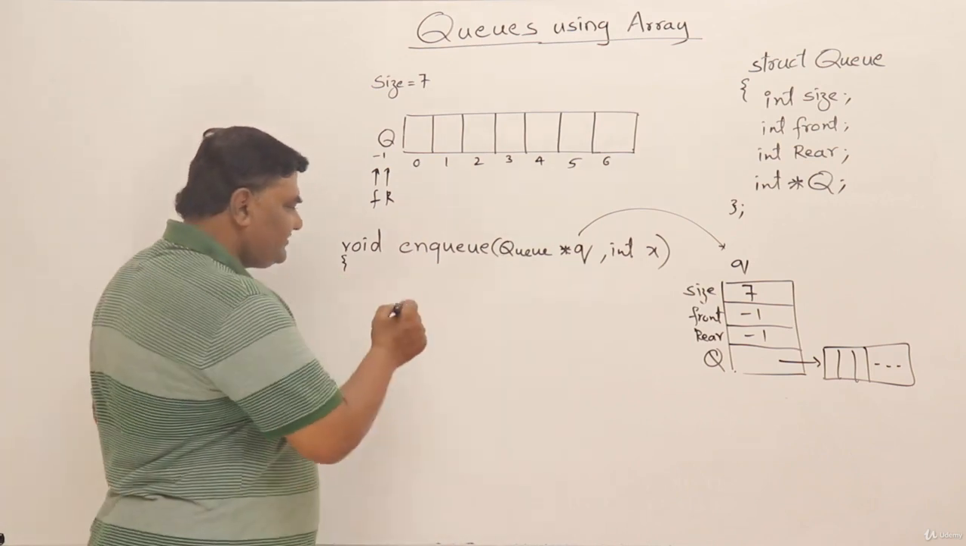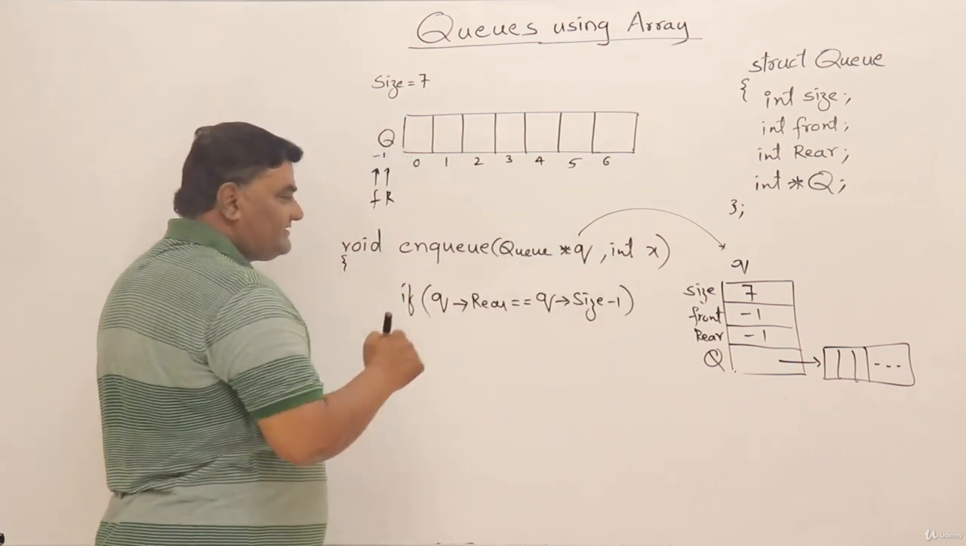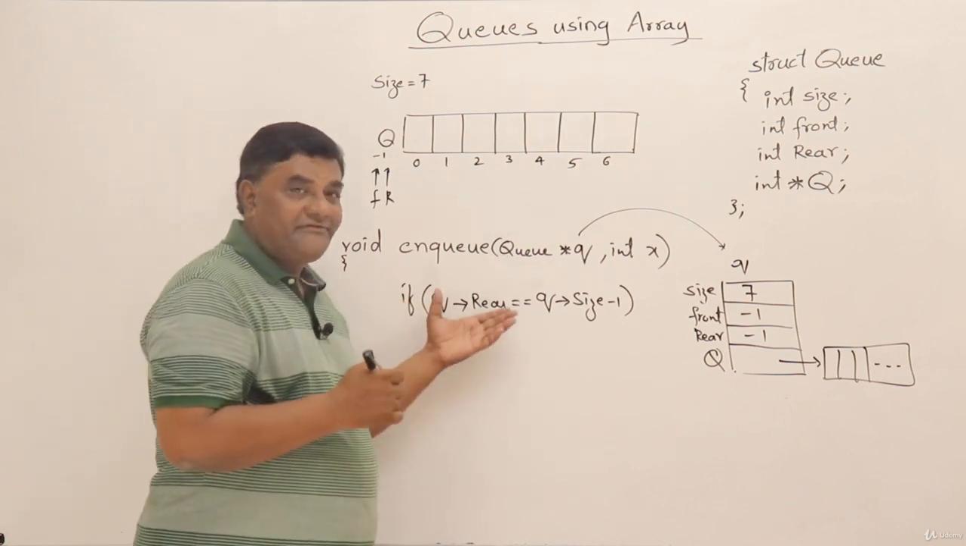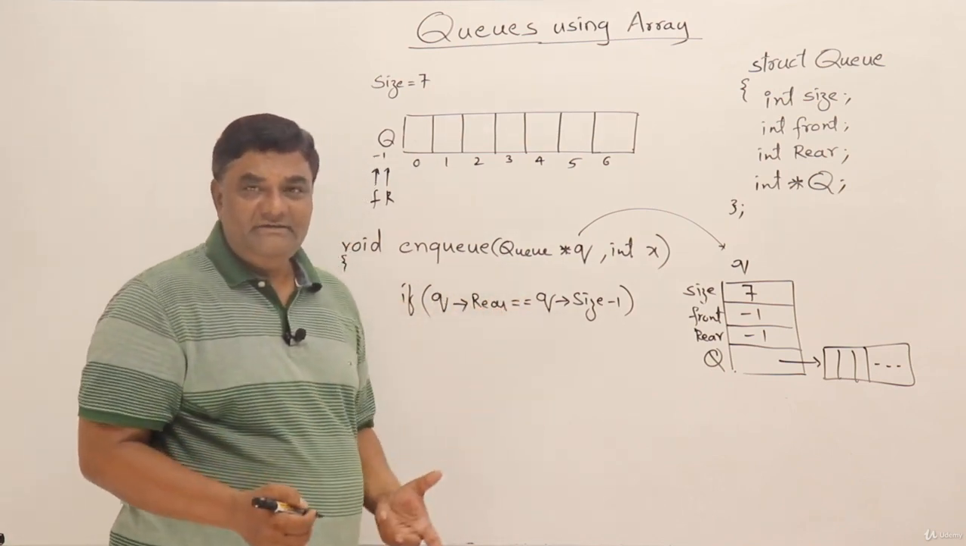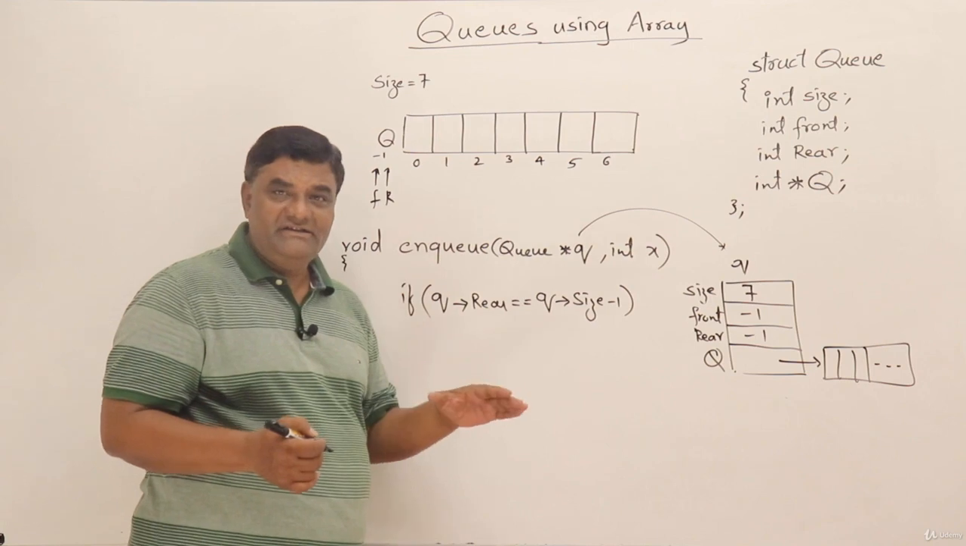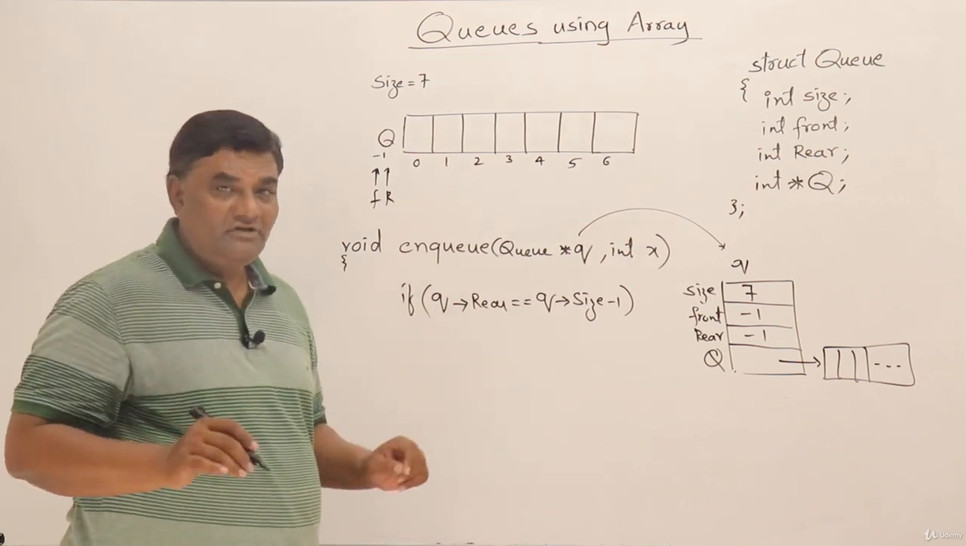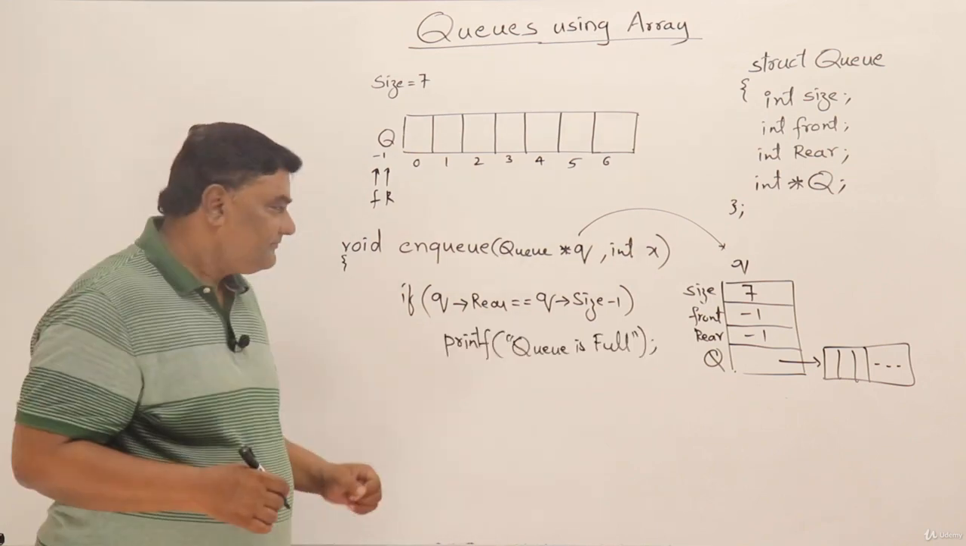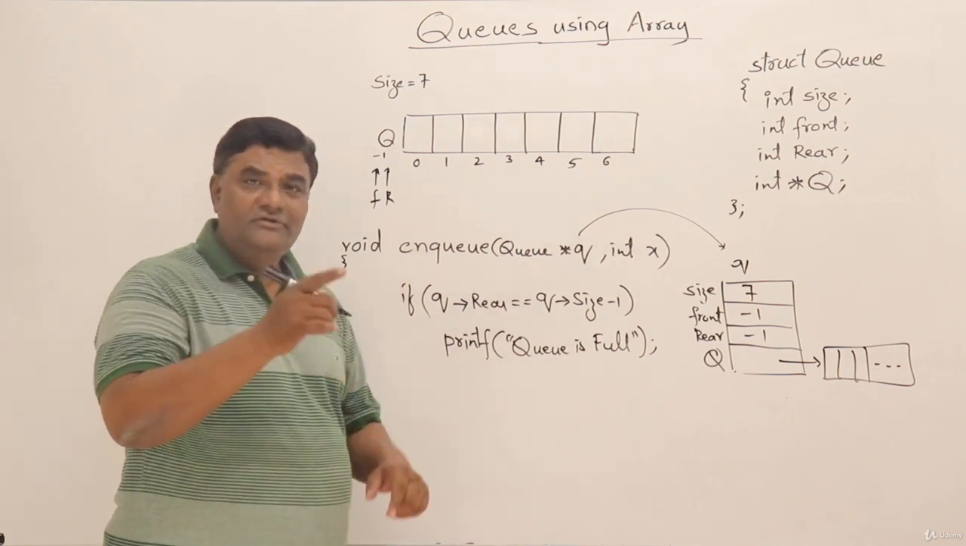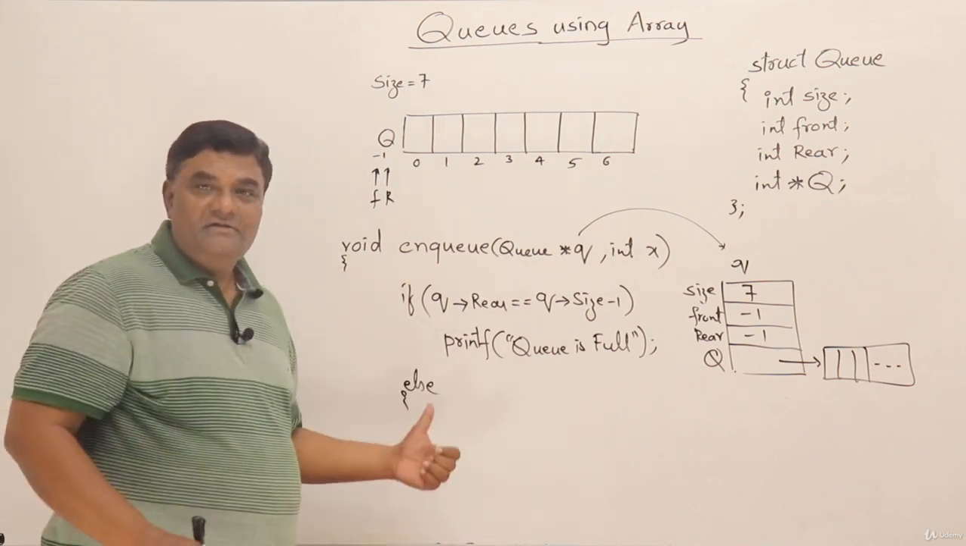So I'll write the condition for queue full. If this is the case, then the queue is full, and I cannot insert any element. So here I'll simply give a message that the queue is full or queue overflow. If it is not full, then we can insert the element.